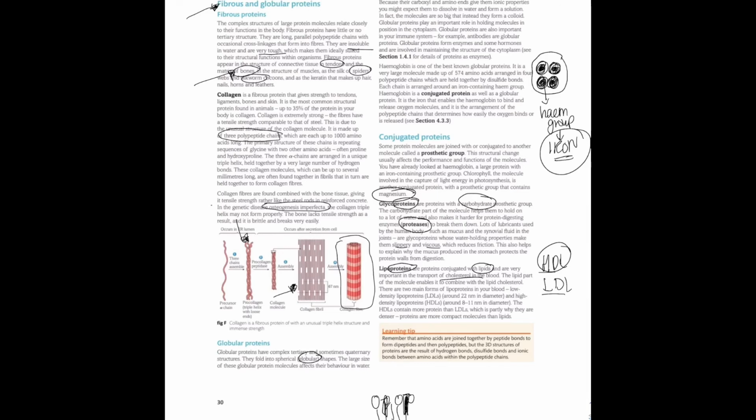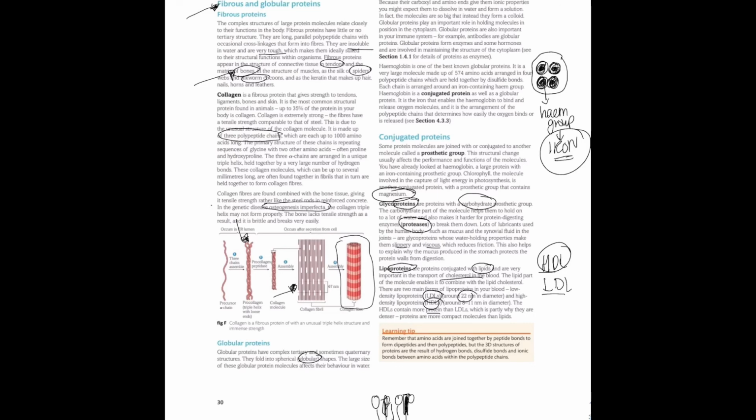The lipid part of the molecule enables it to combine with lipid cholesterol. There are 2 main forms of lipoproteins in your blood: low-density lipoproteins, which are LDLs, around 2 nanometers in diameter, and high-density lipoproteins, which are HDLs, and are around 8 to 11 nanometers in diameter. The HDLs contain more protein than LDLs, which is partly why they are denser. Proteins are more compact molecules than lipids. So proteins are more compact.